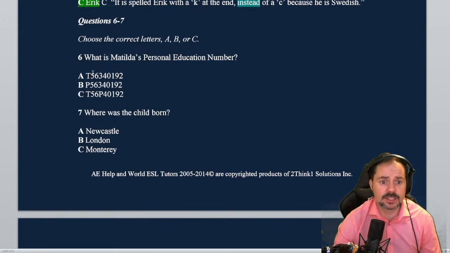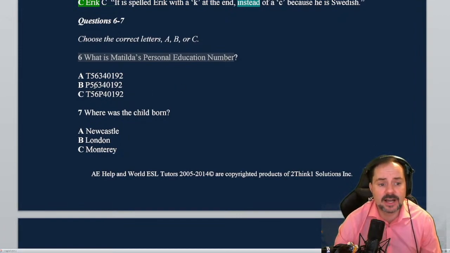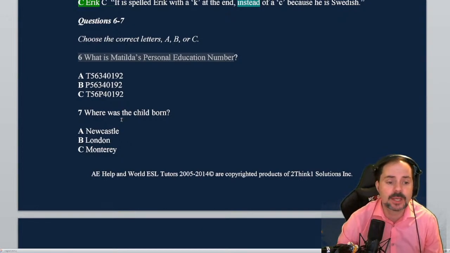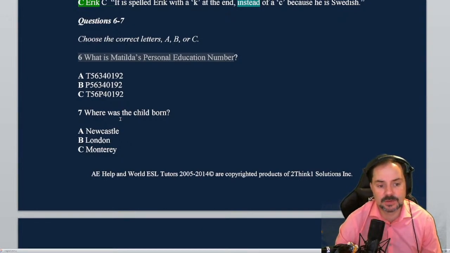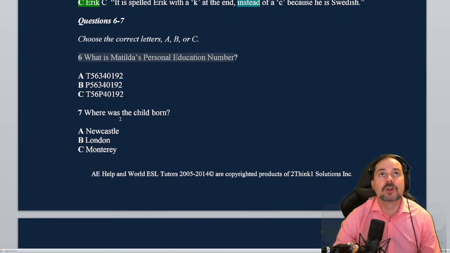Question number 6. So you had a little break here, of course, and then you had this question. What is Matilda's personal education number? A, T563409192. B, P563409192. Or C, T5-6P40192.